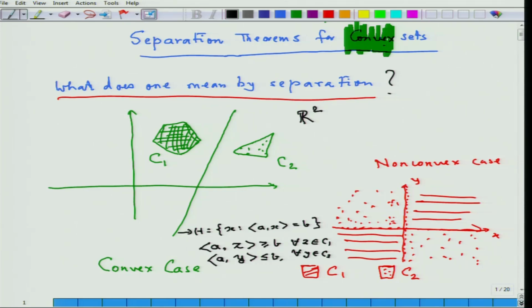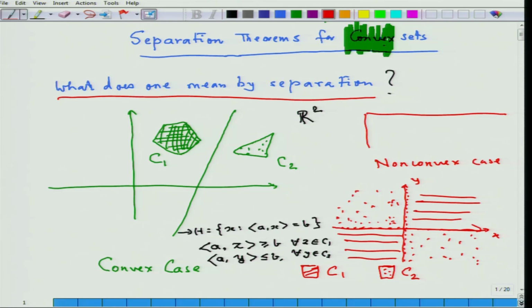There cannot be an intermingling, that is, a part of C1 in the lower half space and part in the upper half space, and part of C2 in the upper half space and part in the lower half space. Such a thing would never happen, but you can always draw a boundary. But look at this non-convex case.